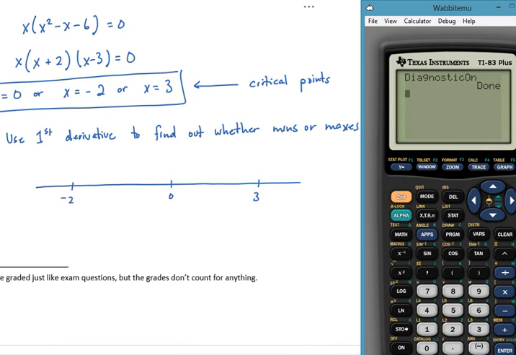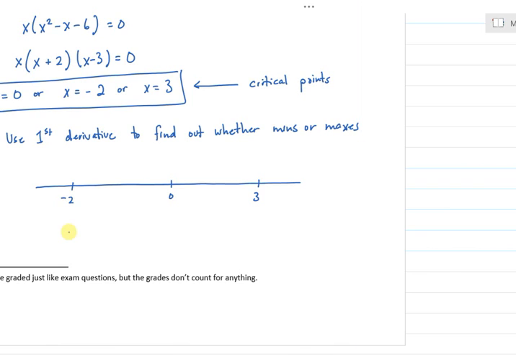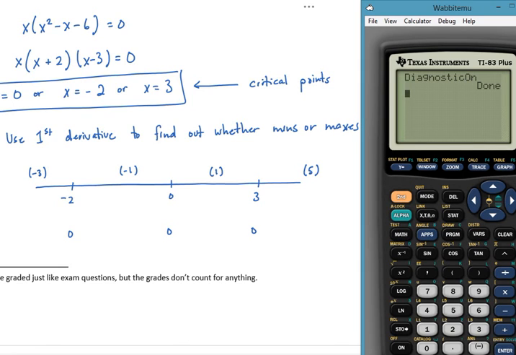Alright, so I know that my first derivative is 0 at these 3 points. I want to test a point out here. Maybe I'll test 5. I'm going to test 1 right here because that's always easy to test. Negative 1, and maybe negative 3. I'll do one on the calculator, and then you guys can trust me for the other ones. Let's do 5.